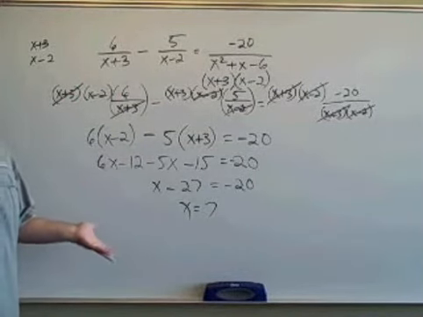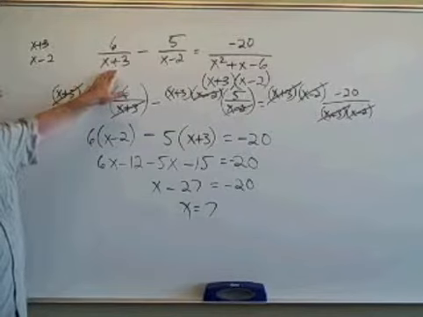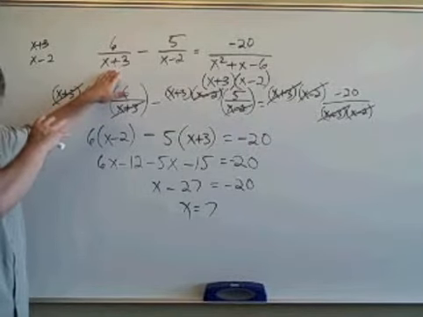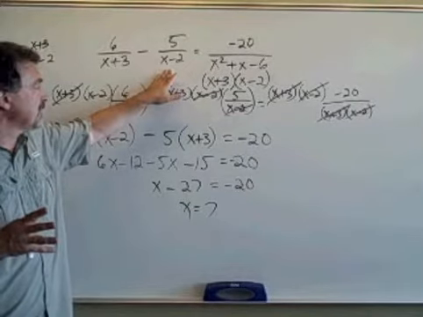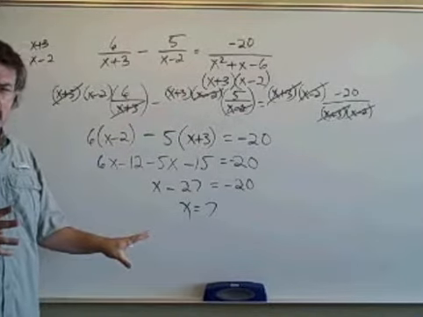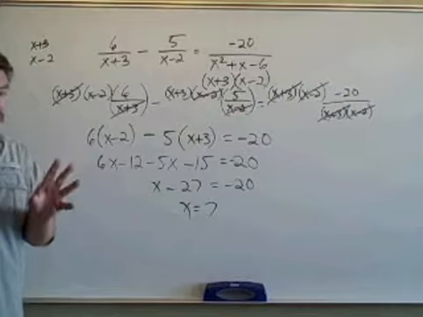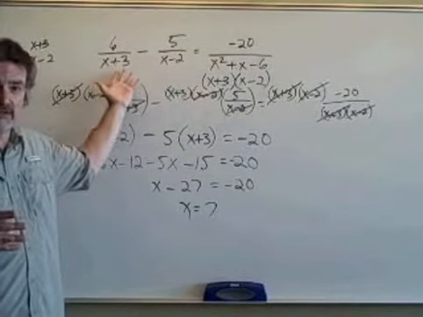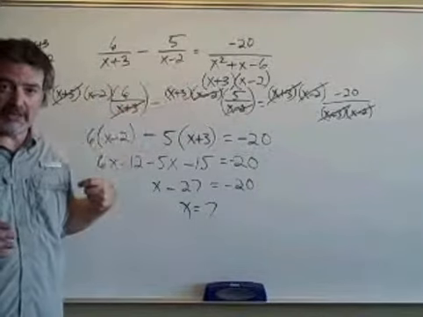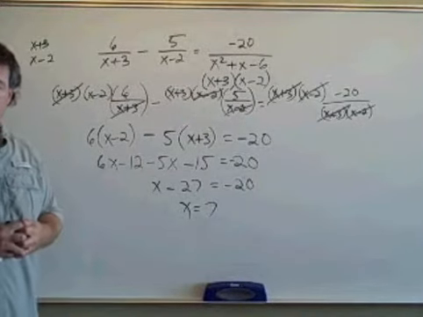Can we accept that solution? It's not negative 3, which would have caused a problem here. It's not positive 2, which is what would have caused a problem here. So I can accept that solution. Whether or not it's the actual solution, I wouldn't know until I plugged it in to see if it makes the left-hand expression's value the same as the right-hand. Then I would know for sure that I have the solution.